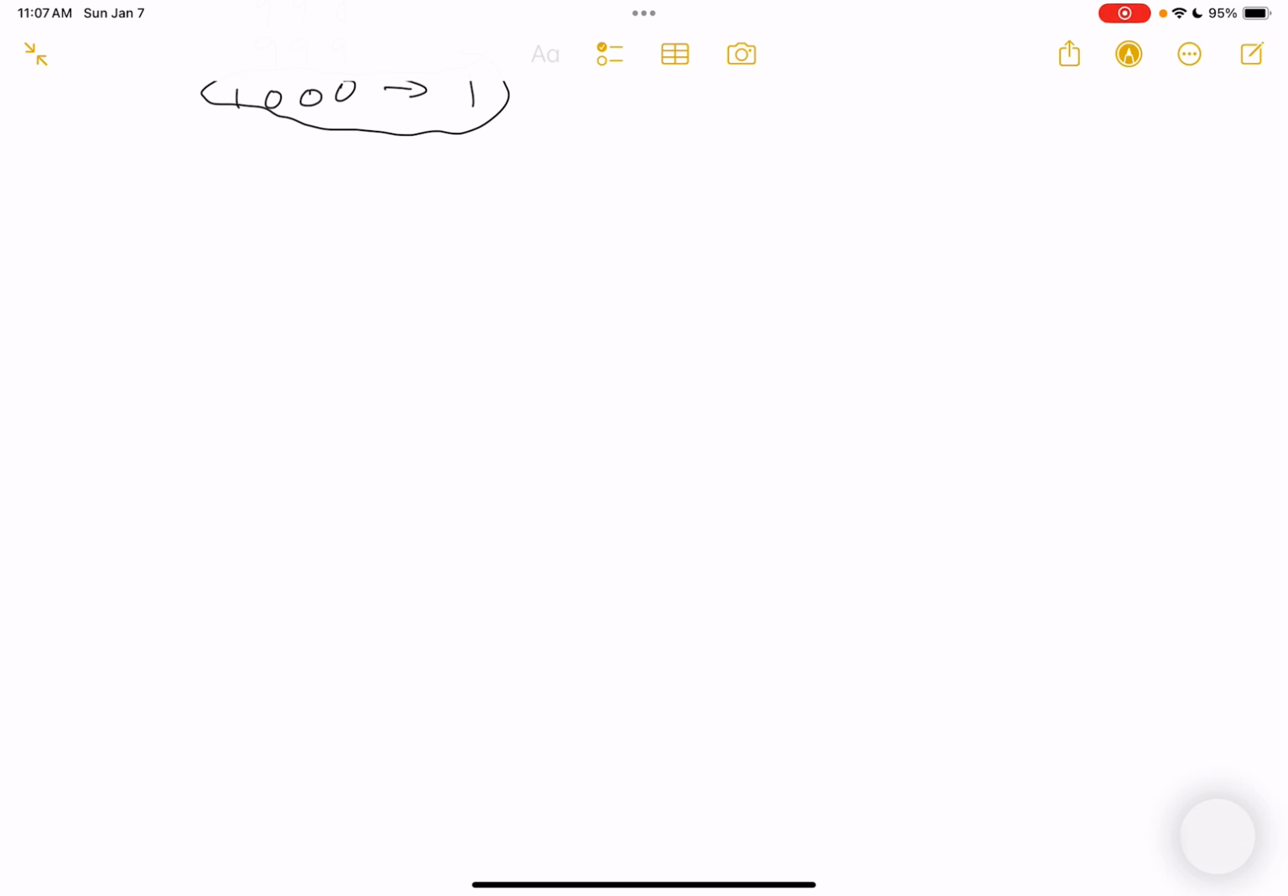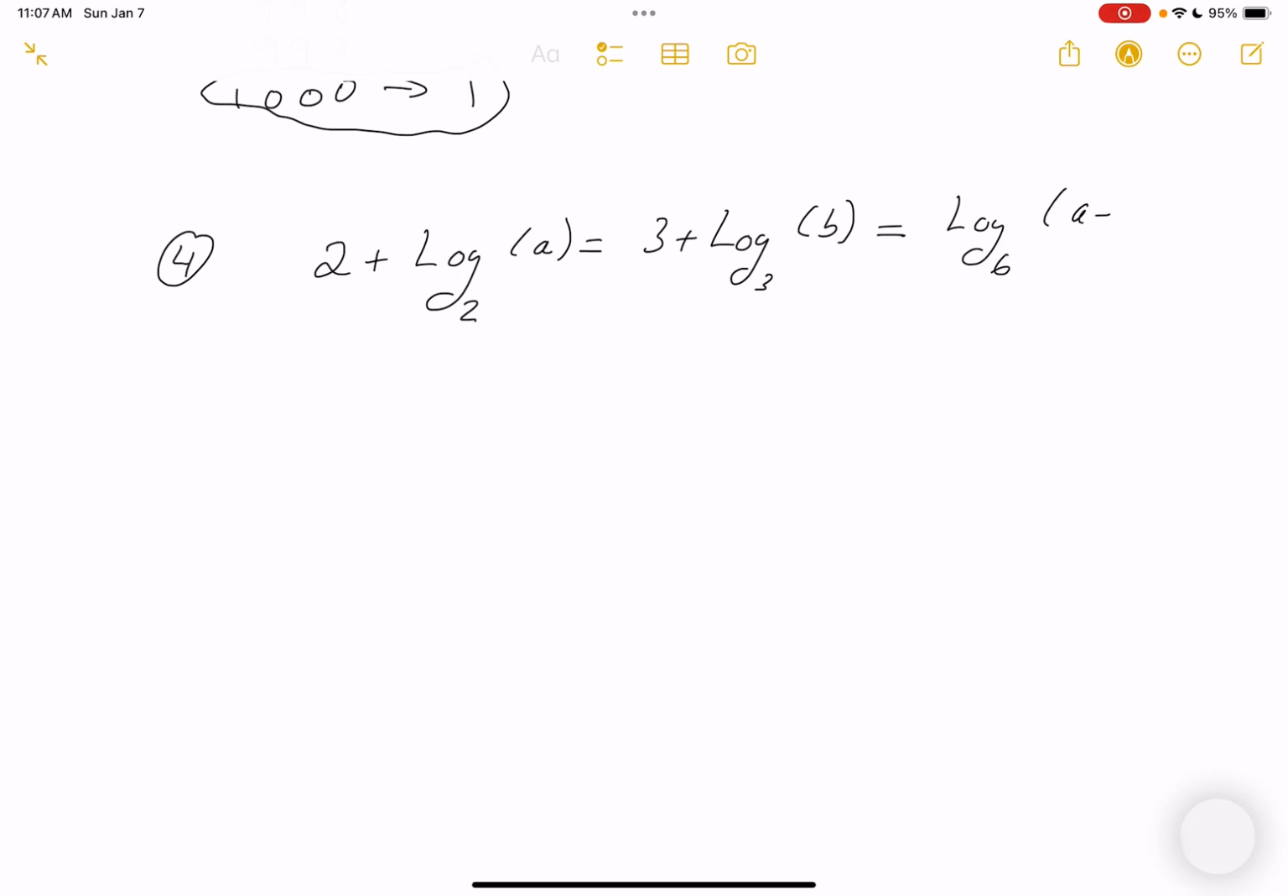And let's write this down. It's number 4. In number 4, you've been given that 2 plus log base 2 of a is 3 plus log base 3 of b equals log base 6 of a plus b. What they asked for: what's the value of 1 over a plus 1 over b? That's their question, right?